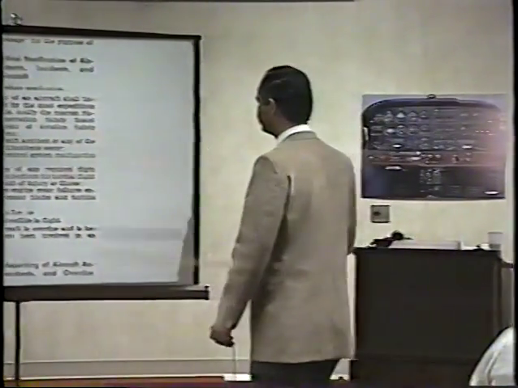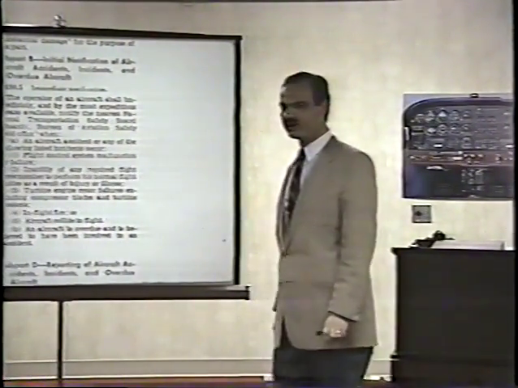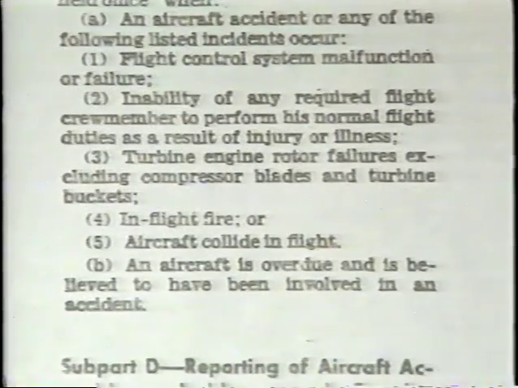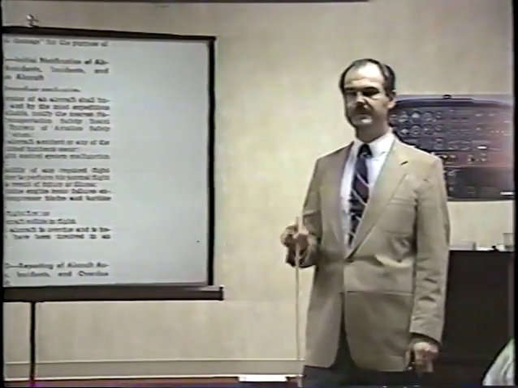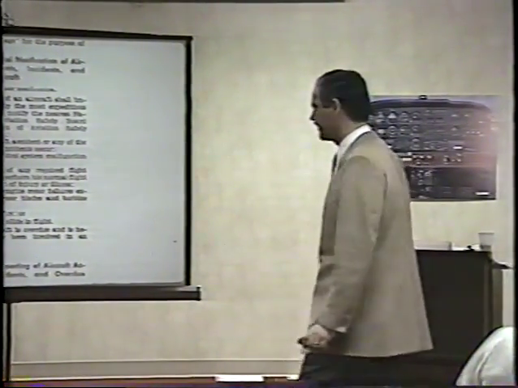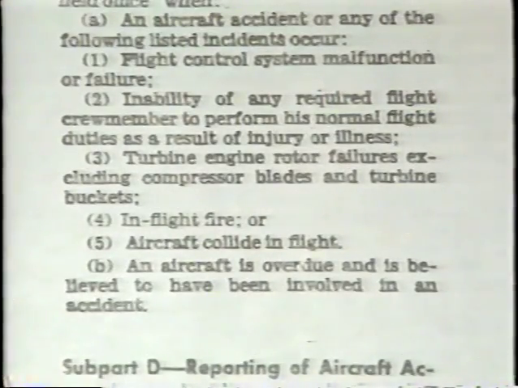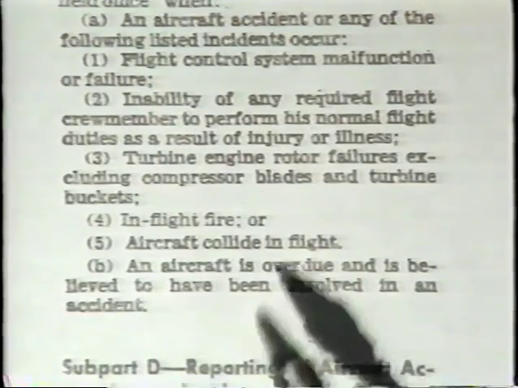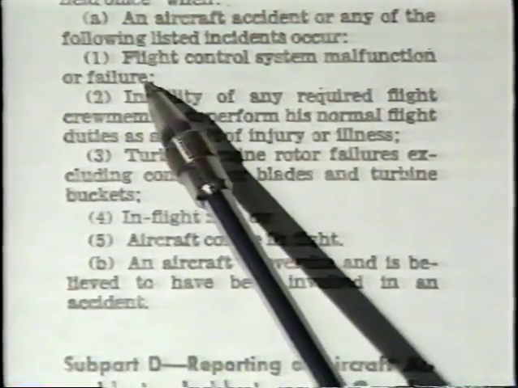Now, it says, or any of the following incidents occur. Now, what's an incident? Well, an incident is one of these 5 approved incidents. These are the only 5 approved incidents. Now, anything that would be substantial damage is, of course, an accident. So take a look up here. Now, the idea here is if any of these things happen and there's no substantial damage, then you have to report it.